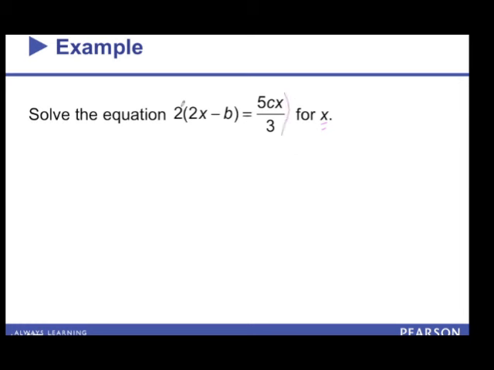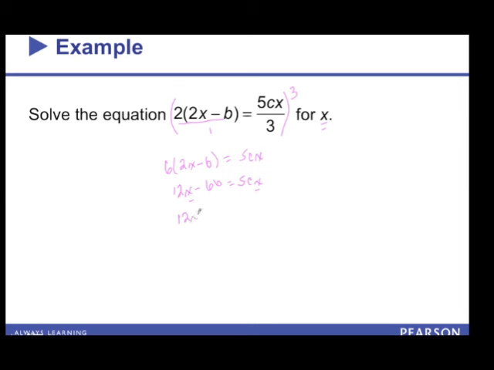The first thing I'm going to do is multiply by 3 to get rid of the fractions. Now, this is one term over 1, and it's only one term, so only multiply by the 3 once. So 3 times 2 is 6, still times the 2x minus b. Here, the 3's will cancel out, and we'll get 5cx. Getting rid of the parentheses, 12x minus 6b equals 5cx.